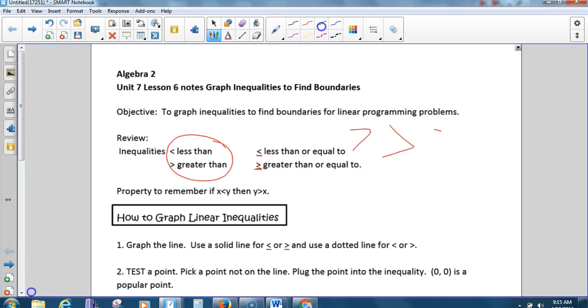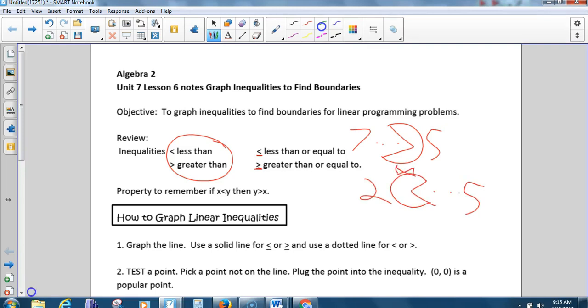7 is greater than 5. So Pac-Man always eats the bigger number. Or, if it's going the other way, 5 is greater than 2. Oh, I'm going to go the other way actually. 2 is less than 5. Ms. Pac-Man eats the bigger number.